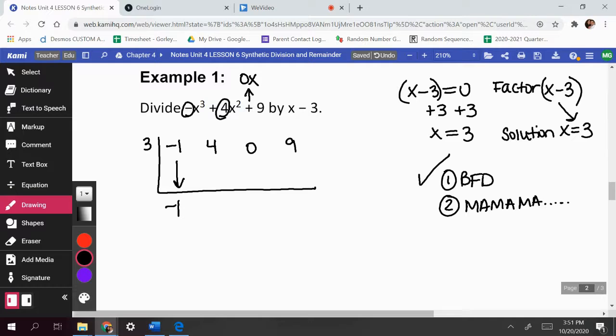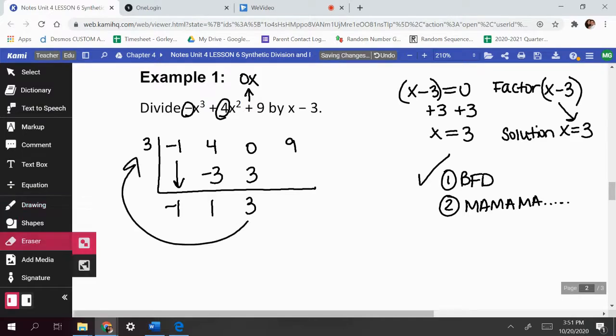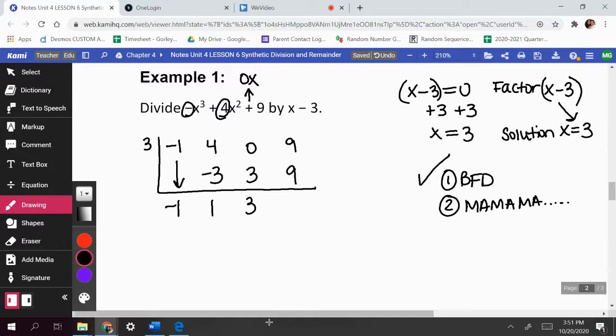And then we start the process of multiply, add, multiply, add. So I multiply -1 times 3, I get -3. Add down, we get 1. Multiply 1 times 3, we get 3. Add down, we get 3. Multiply 3 times 3, we get 9. Add down, we get 18. The last number is my remainder.